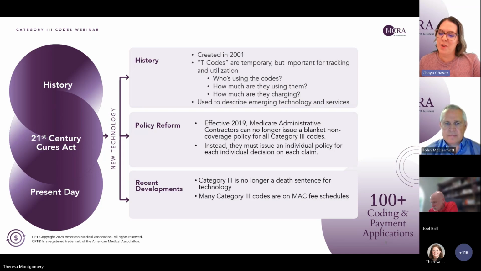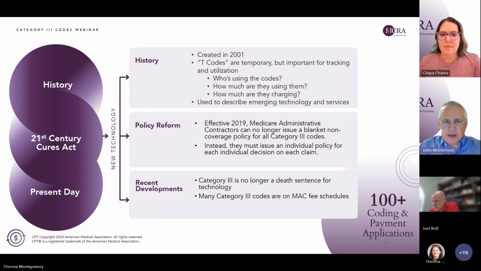I remember before this happened, I would talk to providers and they were really afraid to even use these codes because they knew it just meant I'm not going to get paid. Well, this 21st Century Cures Act really changed that, and now Category 3 codes are a much more plausible solution. And now you can even see them on the Medicare fee schedules.